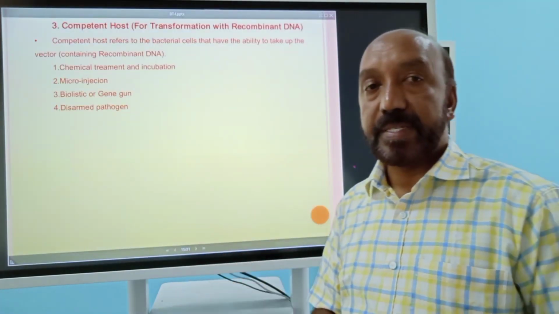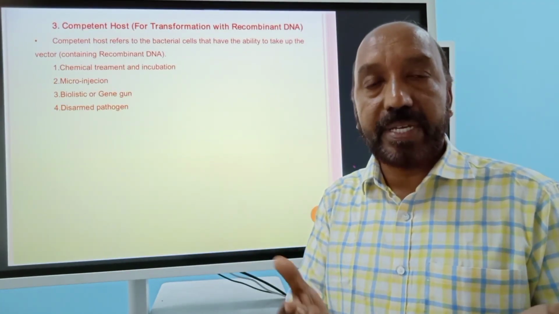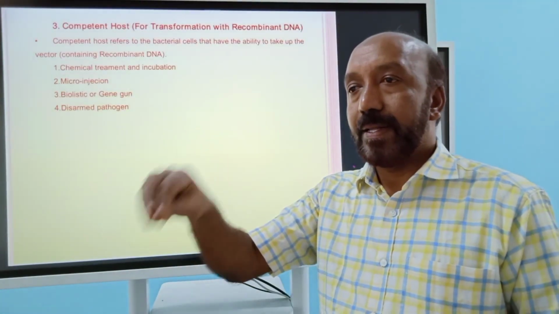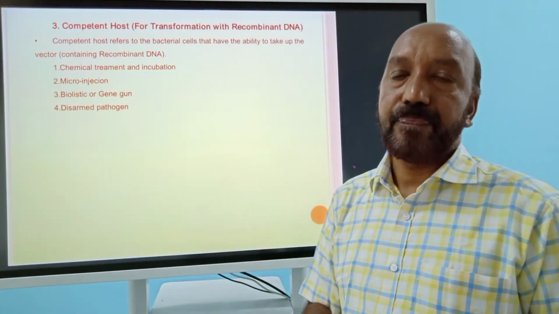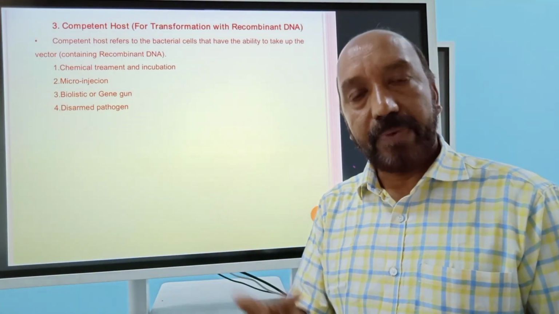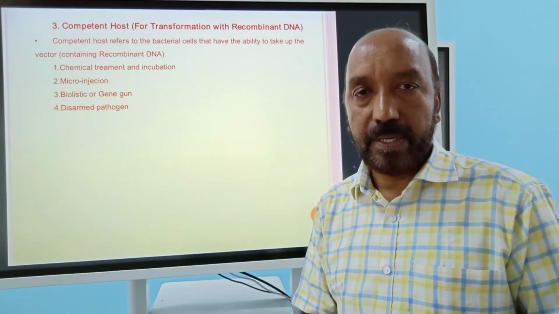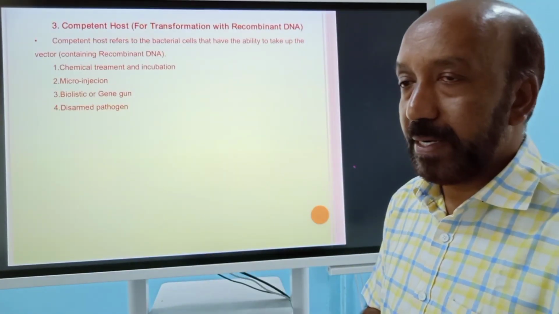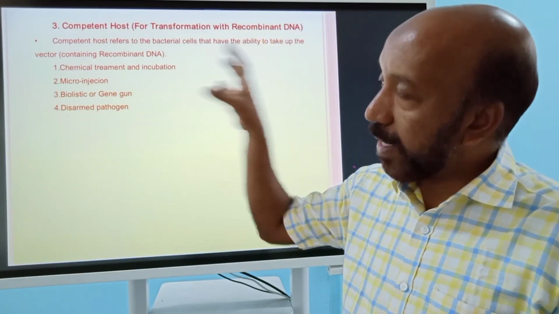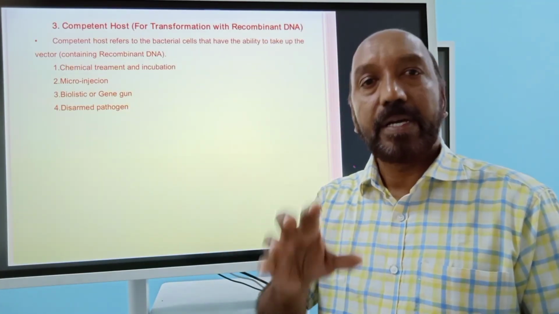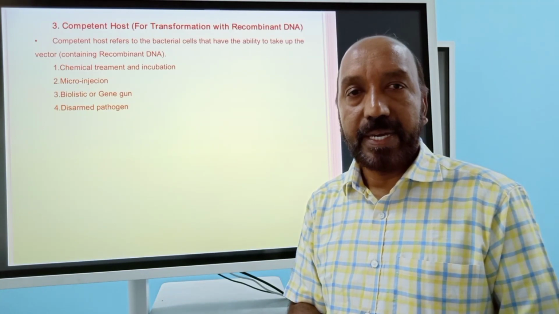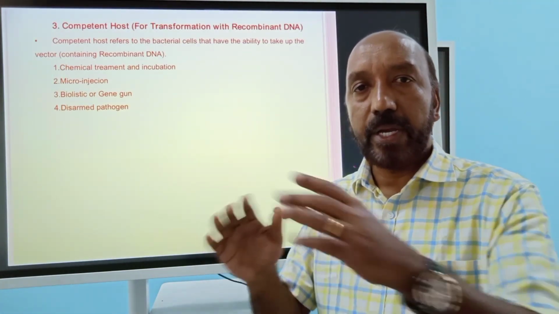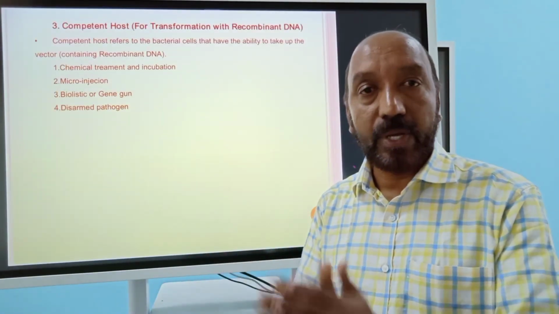The next important thing is the competent host, the organism which can carry the recombinant DNA. If we want to insert the same thing into an organism, for example, a bacterial cell, fungal cell, plant cell or animal cell, anything can become the host itself. At the same time, the problem is that recombinant DNA, as the name indicates, is deoxyribonucleic acid. It is hydrophilic in nature. We want to insert that recombinant DNA inside the cytoplasm of the host cell.